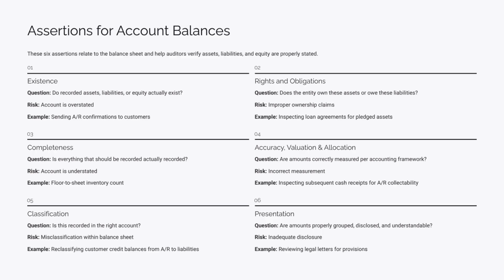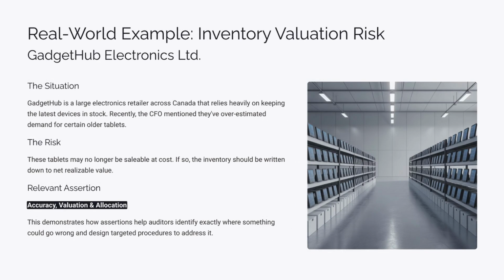Now that we've covered balance sheet assertions, let's look at a real scenario to see them in action. Gadget Hub is a large electronic retailer across Canada. They rely heavily on keeping the latest devices in stock. Recently, the CFO mentioned that they've overestimated the demand for certain older tablets. The risk? These tablets may no longer be saleable at cost. If so, the inventory should be written down. Relevant assertion: accuracy, valuation, and allocation.